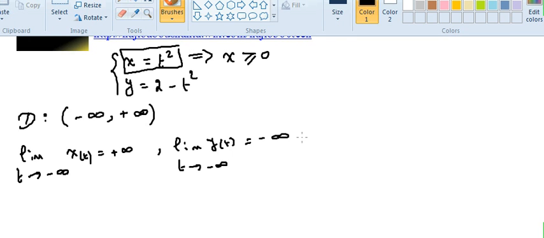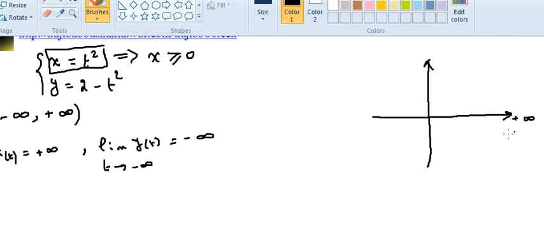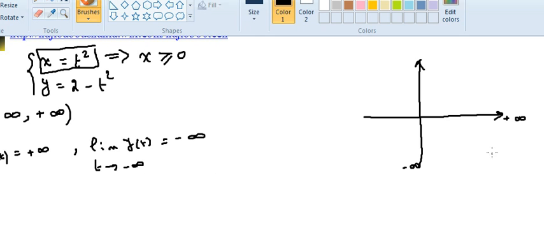And what does that mean? If we want to draw this function, y-axis, x-axis: as x approaches positive infinity, y approaches negative infinity for t approaching negative infinity. So it's somewhere in the southeast corner, for t negative infinity. This is very important. We will see how exactly later.